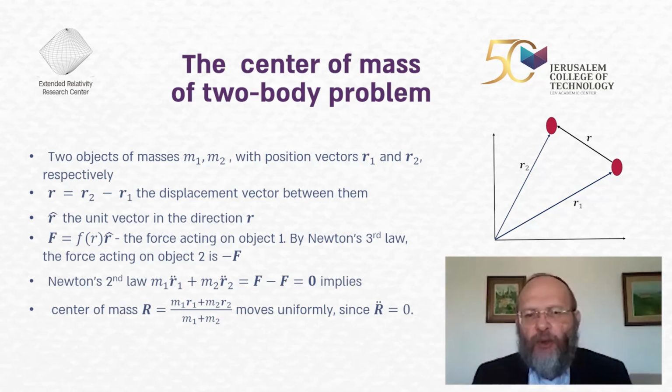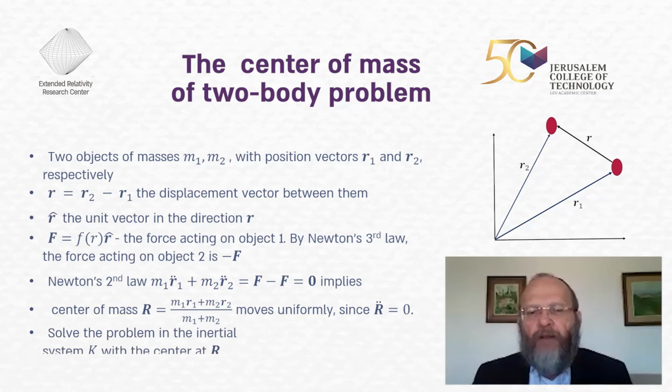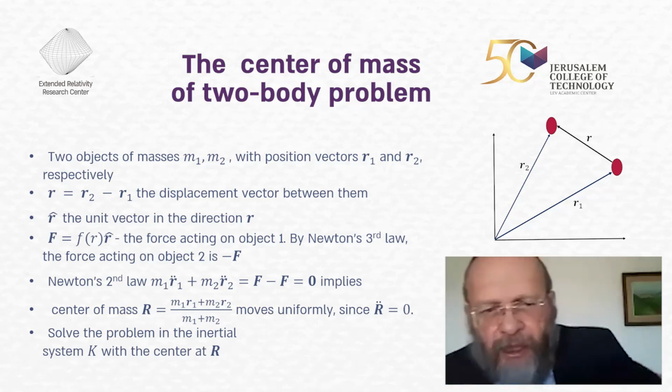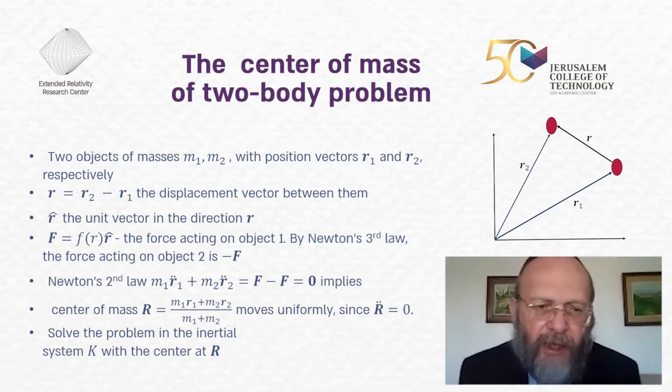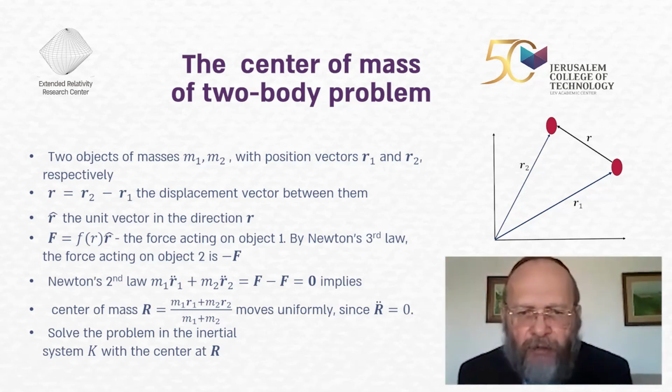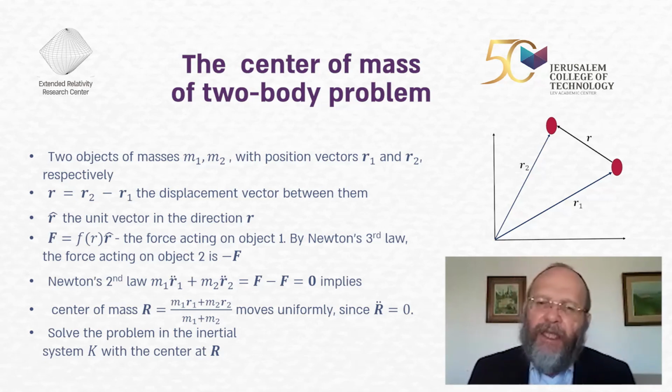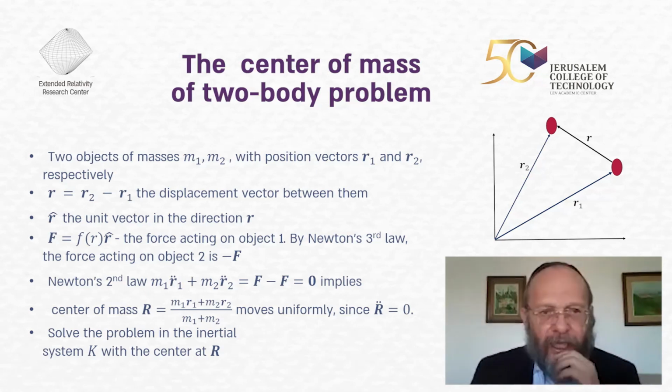The second derivative of the numerator is exactly what it's about, which is 0. What it means is that the second derivative of R is 0 with respect to time. It moves with constant velocity. So we pick an inertial frame with the center at the point R. We have to move to the system with the center of mass, and there we'll solve the problem.